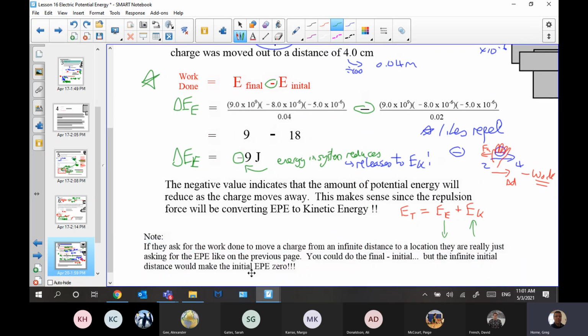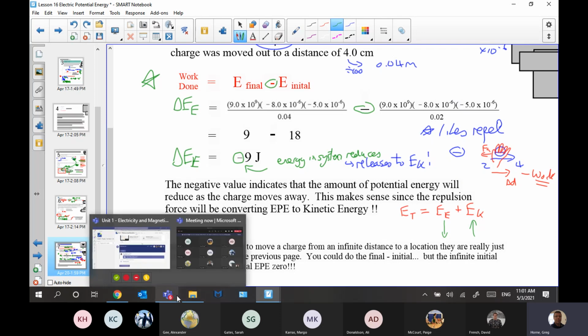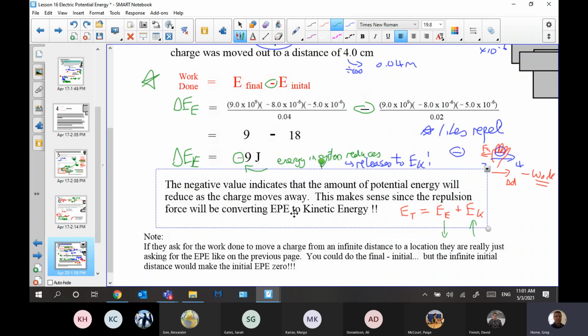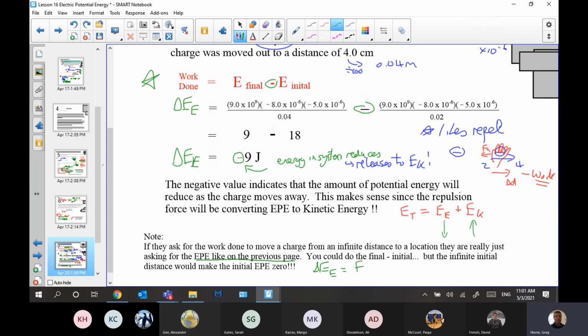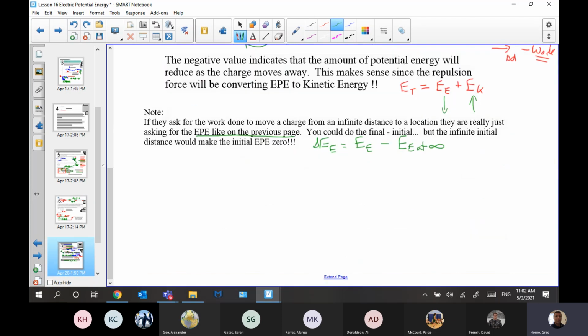If they ask for work done to move a charge from an infinite distance, if you ever were asked for the work done to move a charge from an infinite distance to the location, they're really just asking for the electric potential energy like we saw on the previous page. So you don't have to do delta E equals E at a distance minus E at infinity, where infinity would be the initial position. But if you did do it, it actually would still work, because you'd be talking about K, Q over R.